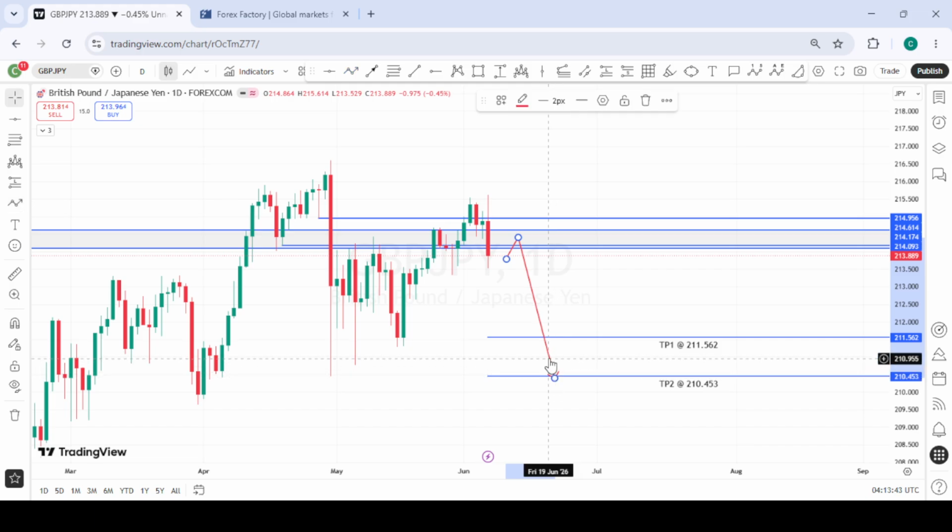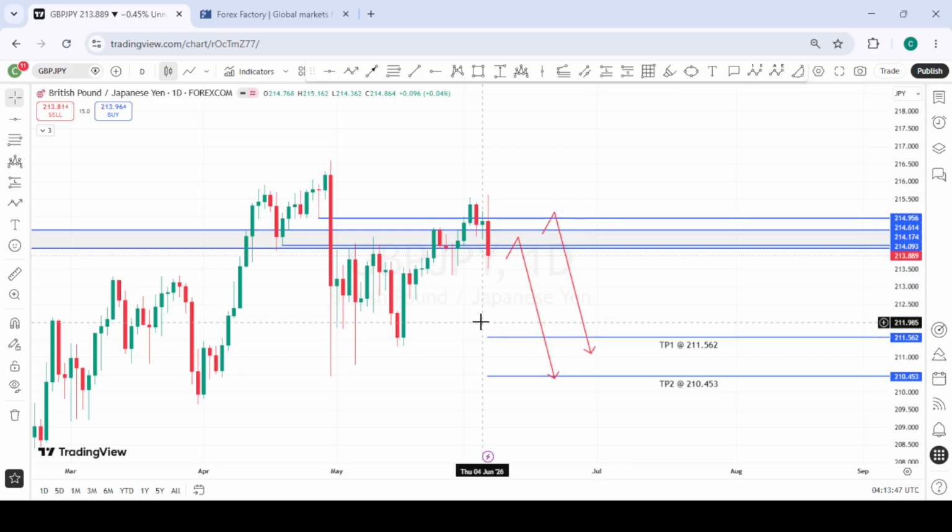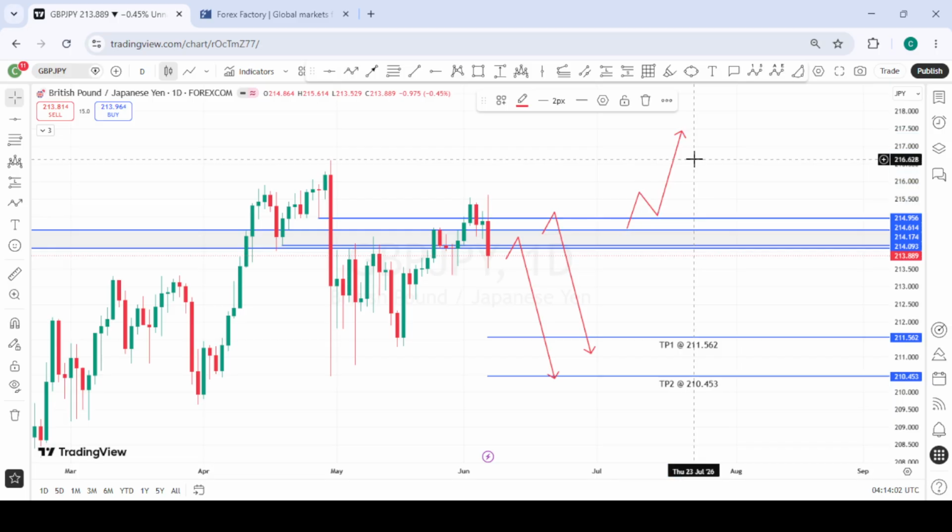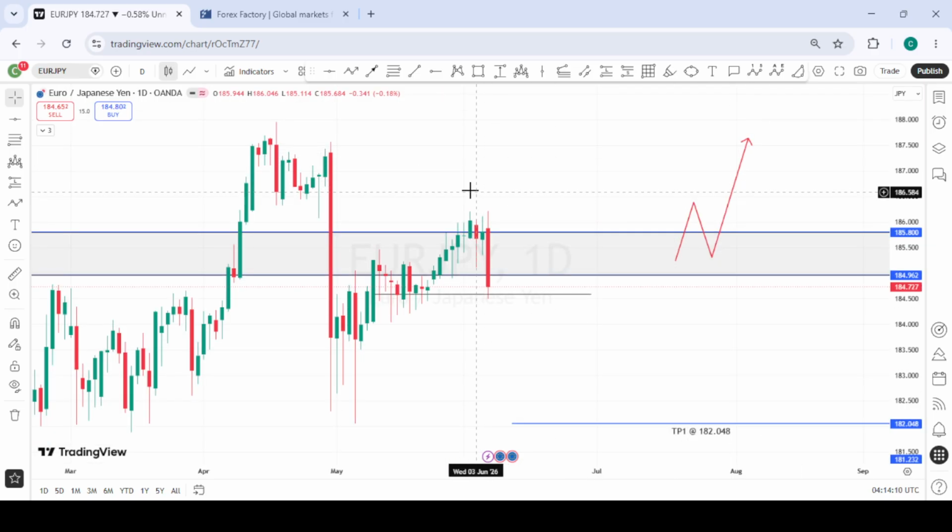Should price pull back a bit higher to the second zone above, we'll still be interested in taking the sales from there to the downside. If price is able to break above and clear these highs, then we know price still has some bullish intent here. So for now, we are bearish on GBPJPY, considering the strength that is likely to play out on the Japanese yen index. This is EURJPY.